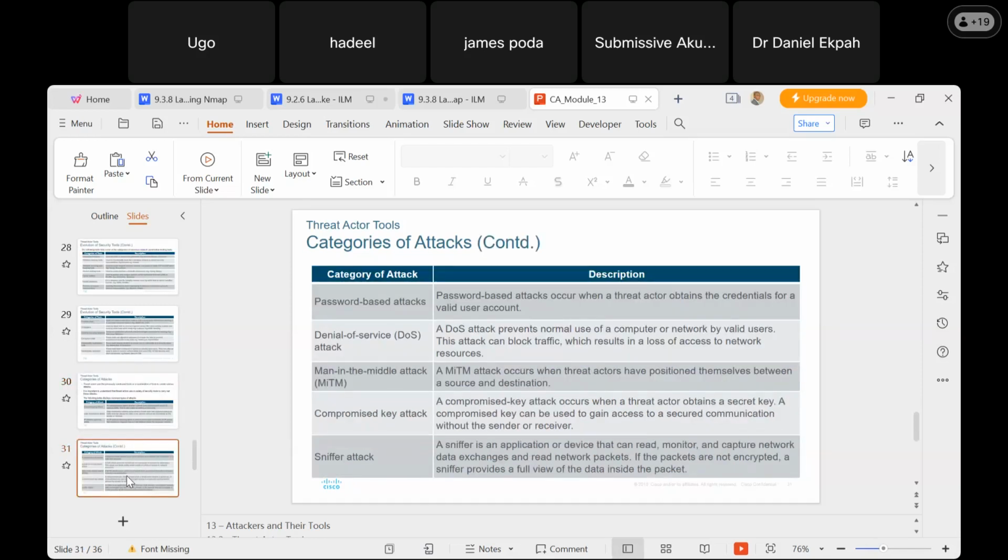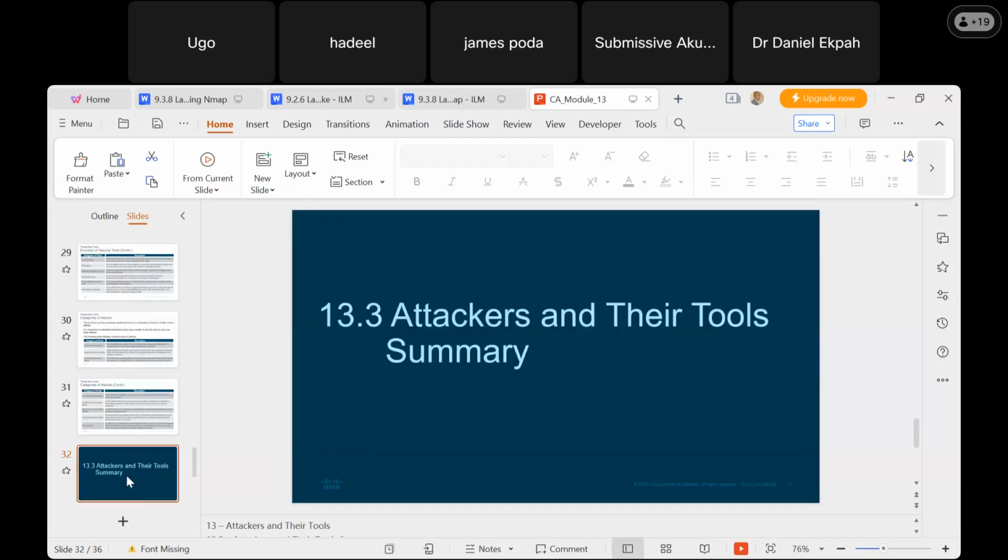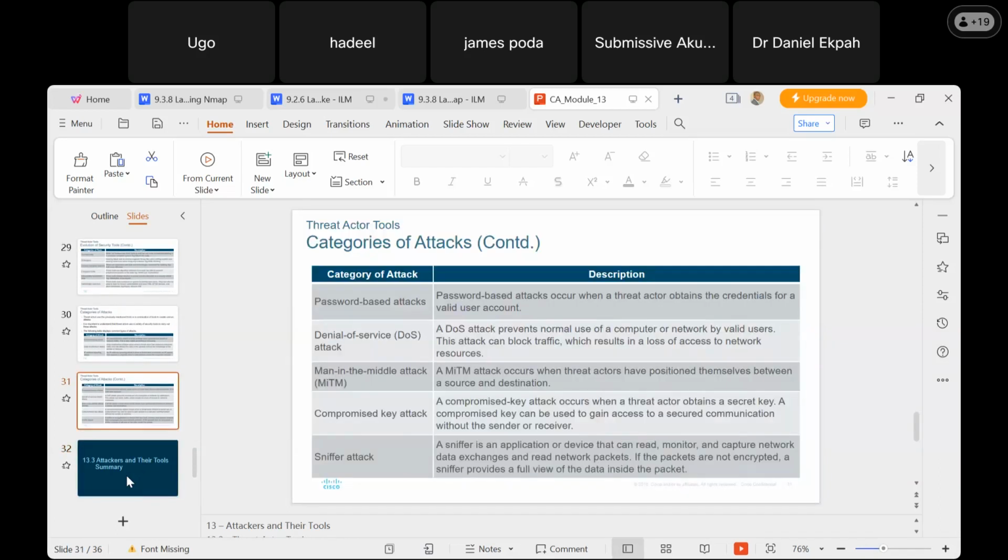just to gain access to sensitive data. And so we also have password-based attacks. We have denial of service, which is DoS. We have the man in the middle attack. We also have the compromised key attack. And then we have the sniffer attack. All these are attacks and the kind of tools they use. So you can imagine the list. This is not all the different categories. We have several of them, and on it goes. So this model has helped us to see the different categories of attacks, tools that hackers use, and all that.